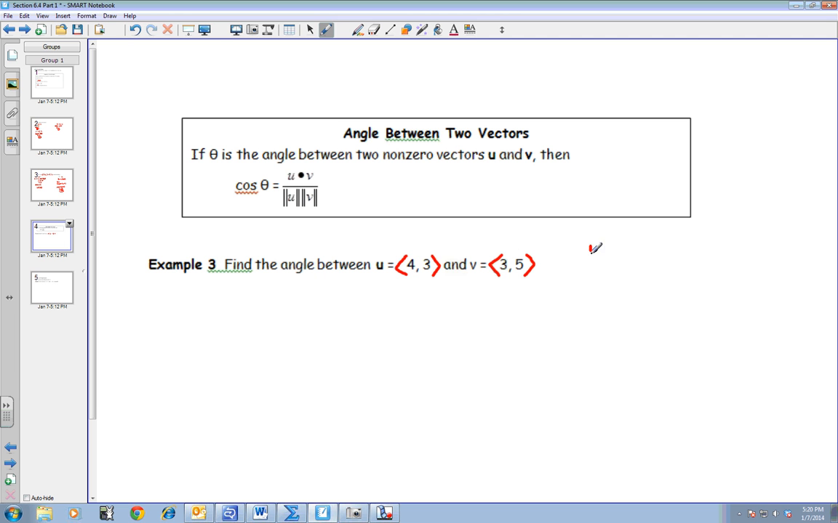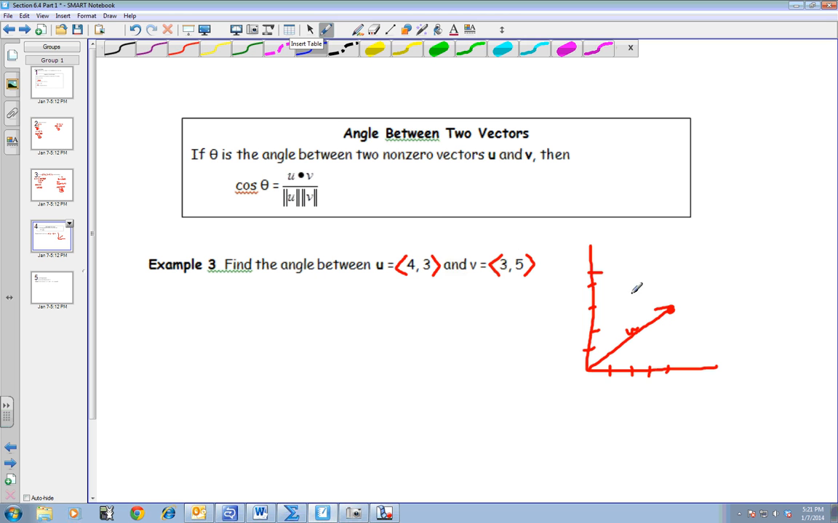So first of all, let's see what they're talking about. If I graph the vector u, 1, 2, 3, 4, 1, 2, 3. So (4, 3), there's the vector u. And (3, 5). Here's the vector v. They want this angle in between those two vectors.